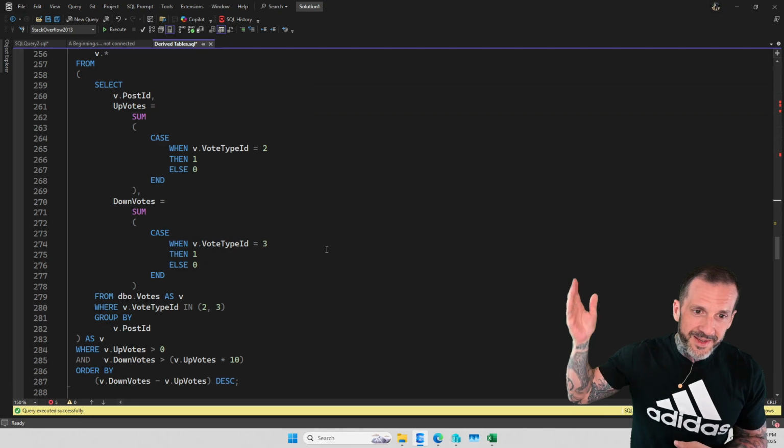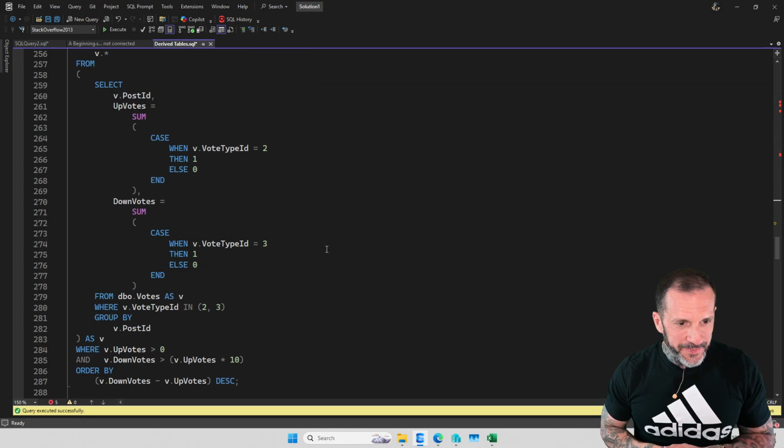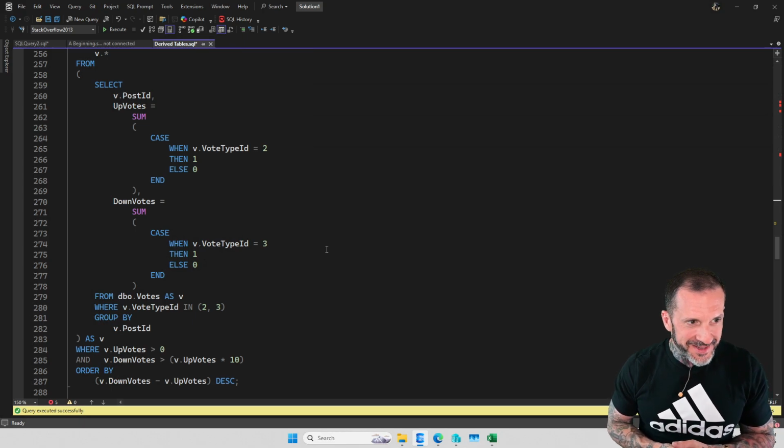Check out this neat SSMS 21. Yeah, look at that. Real, real nice looking. Dark mode. Got Copilot up there that sucks. God, what a piece of crap that is.